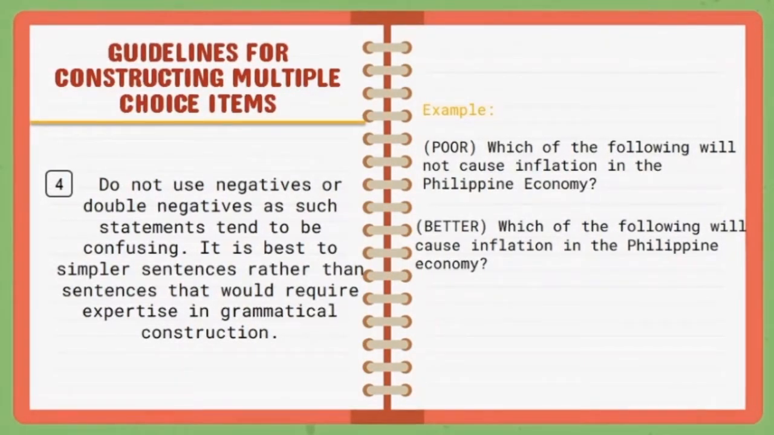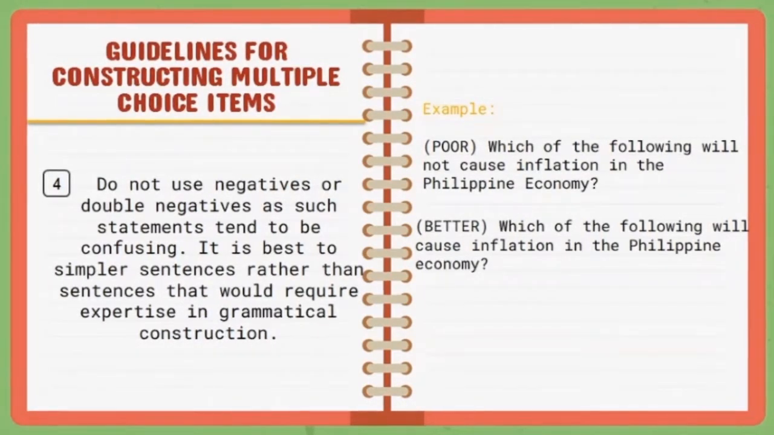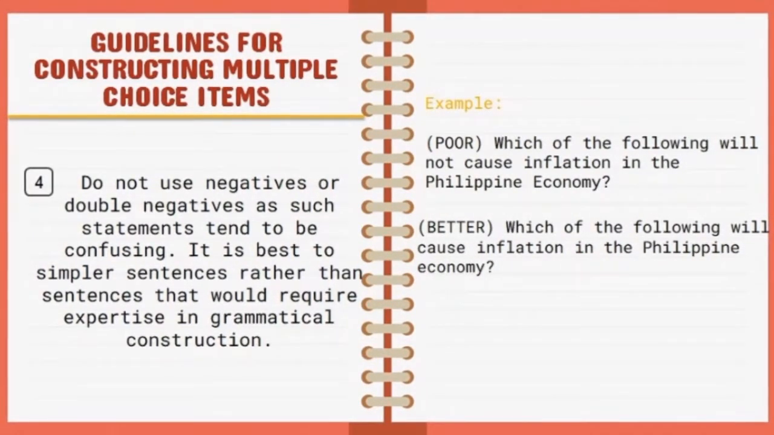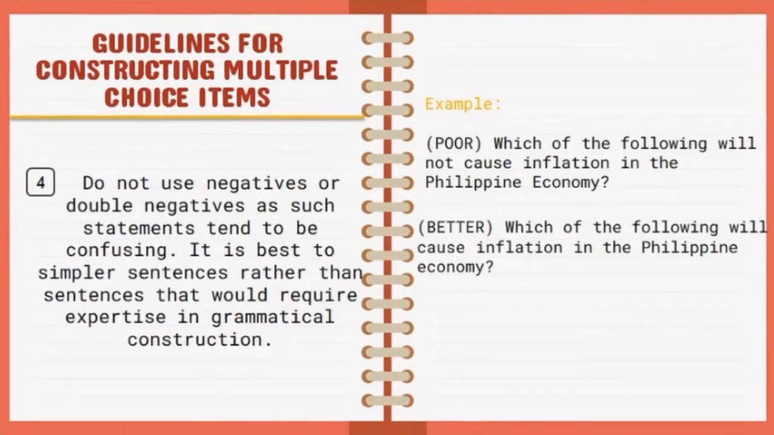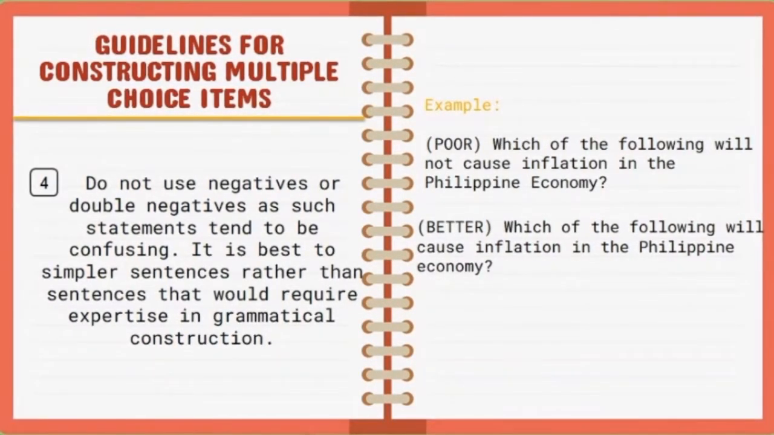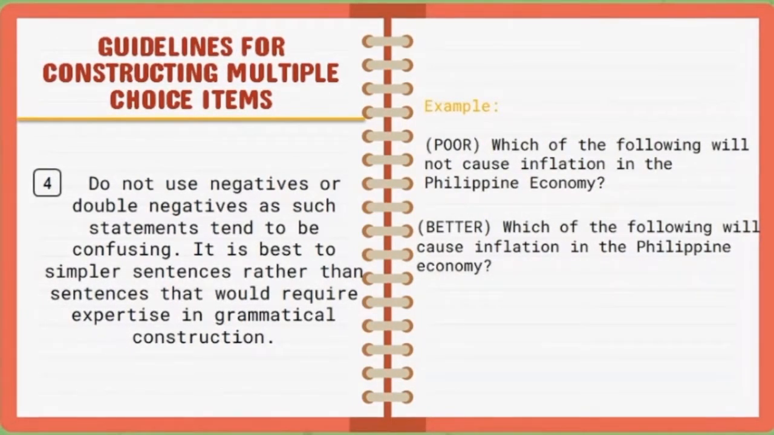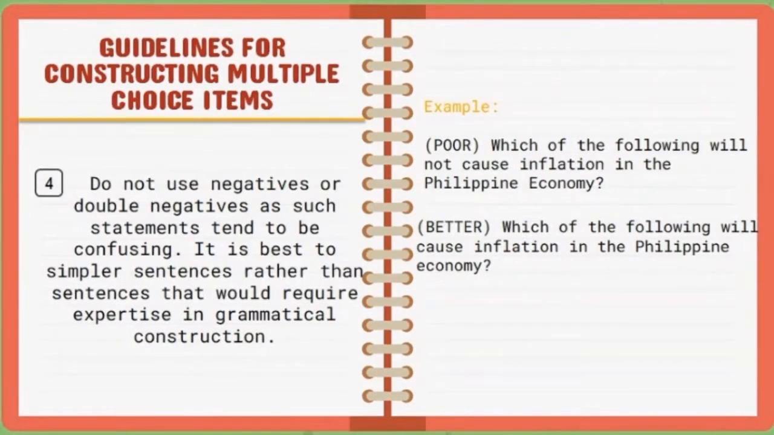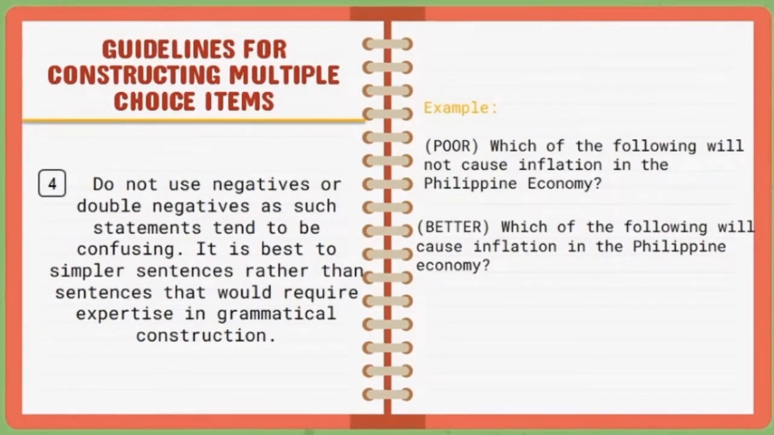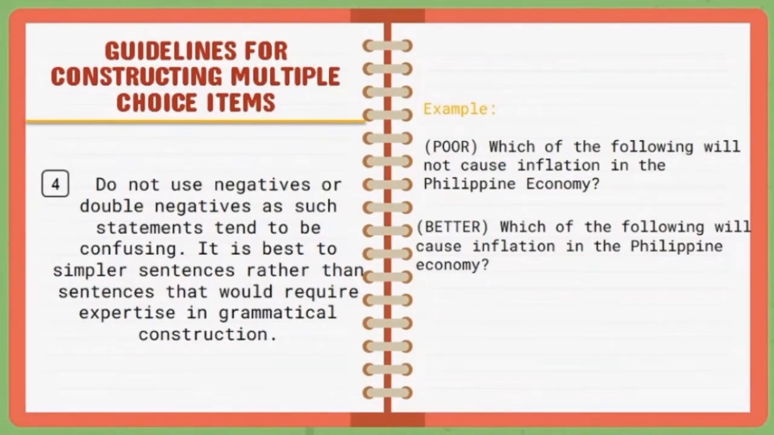For example, which of the following will not cause inflation in the Philippine economy? In this question, there are two negatives in the statement, which are "not" and "inflation." So it tends to be confusing. So it is better to rewrite the question into: which of the following will cause inflation in the Philippine economy?